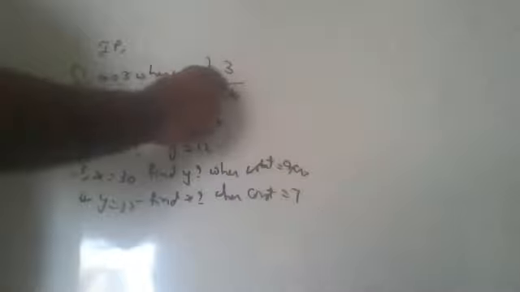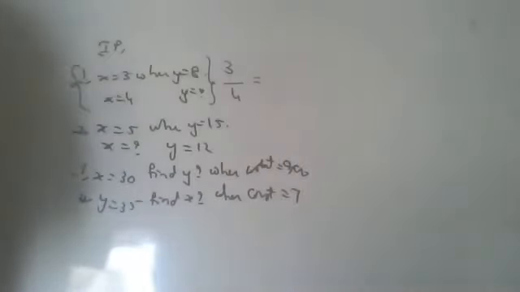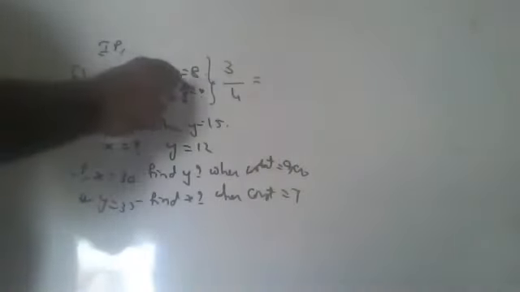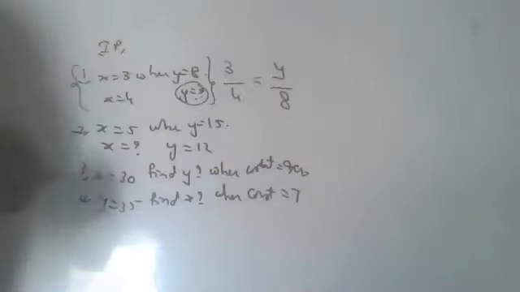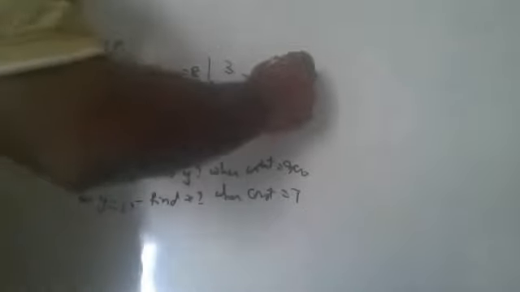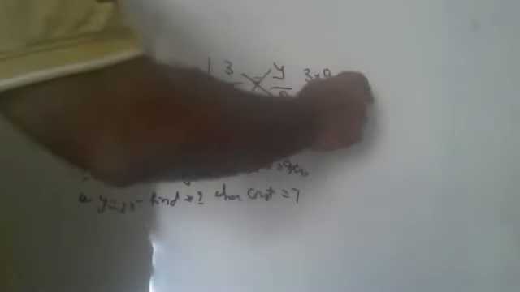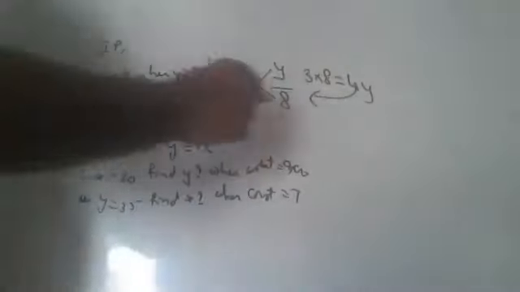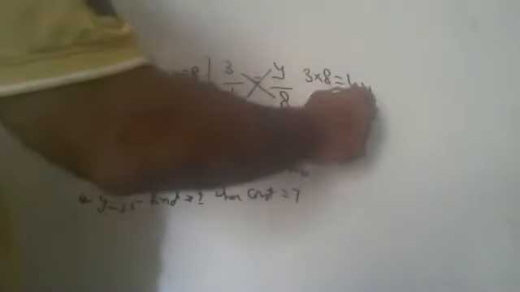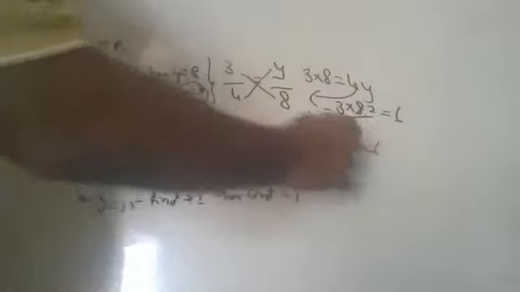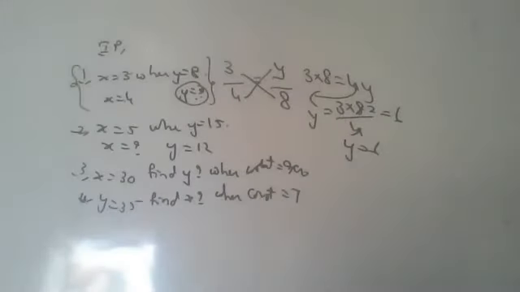So 3 by 4 is equal to y by 8. Okay, children, cross multiplication. 3 into 8 is equal to y into 4. Y is equal to 3 into 8 by 4, y equal to 6.